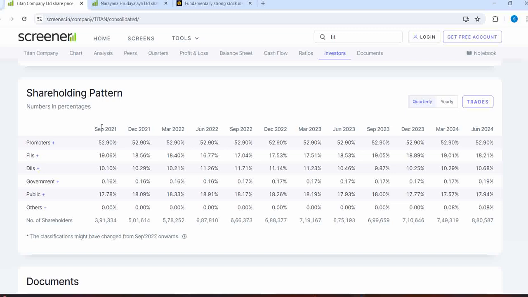And the promoter holdings. If promoter holding gets increased, that means they are confident in their own stock and they are also buying it. Whereas if it is constant, then that is well and good. Like in this case, it is 52.90. Whereas DII stakes we actually do not give much importance. The reason is they do the balancing work. Like if FIIs remove 1% stake, then they'll try to buy more. If FIIs add more stake, they actually withdraw their stake. So that is the reason.